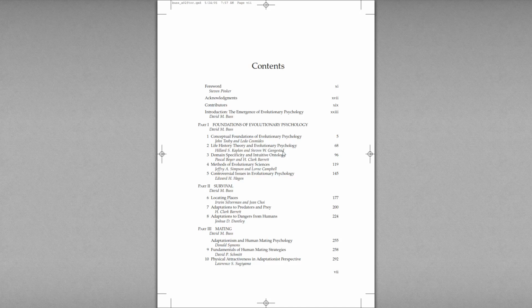The chapter I'm most interested in is this Conceptual Foundations of Evolutionary Psychology. It starts on page 5 and then ends here on 67. It's about 60 pages long. And I like it because it's a great introduction to evolutionary psychology and the basic premises.